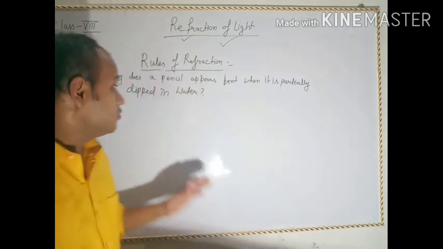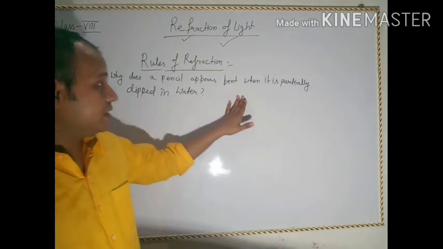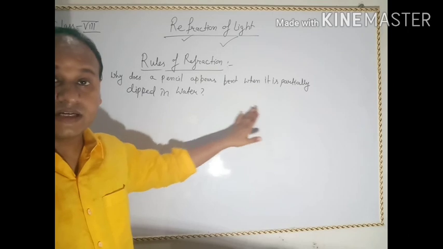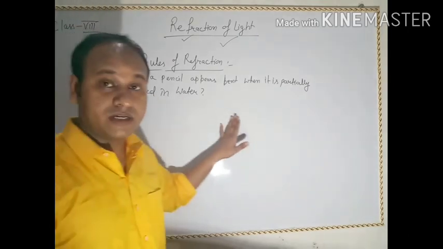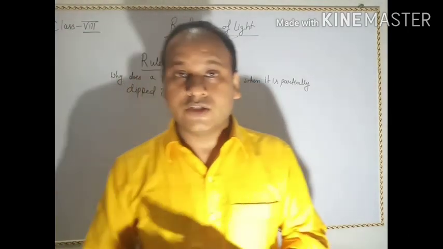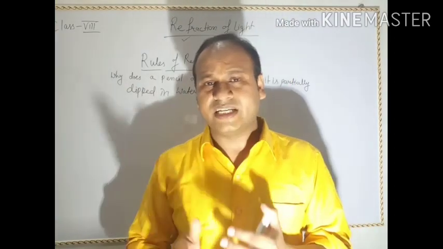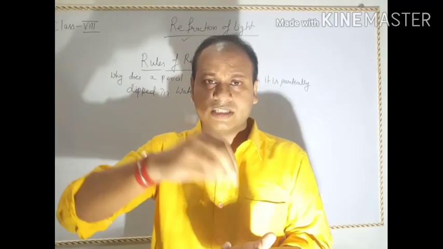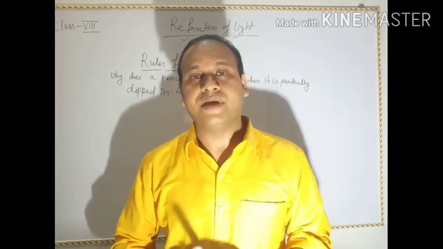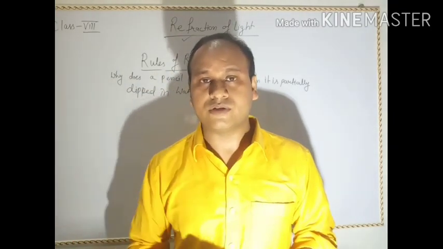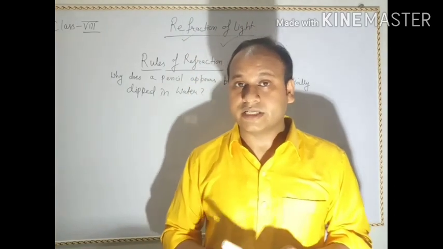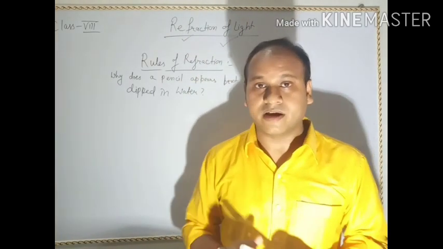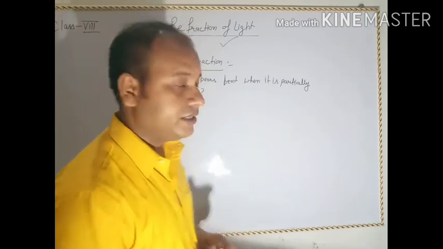So here we have a question: why does a pencil appear bent when it is partially immersed in water, partially dipped in water? You might have seen that a stick or a pencil or something which is partially, means some part of it is dipped in water, it appears bent to us when we see it from outside. So let us try to understand it with the diagram, how it appears bent.